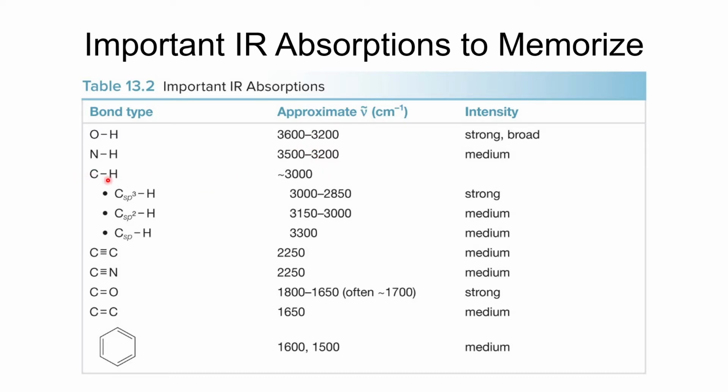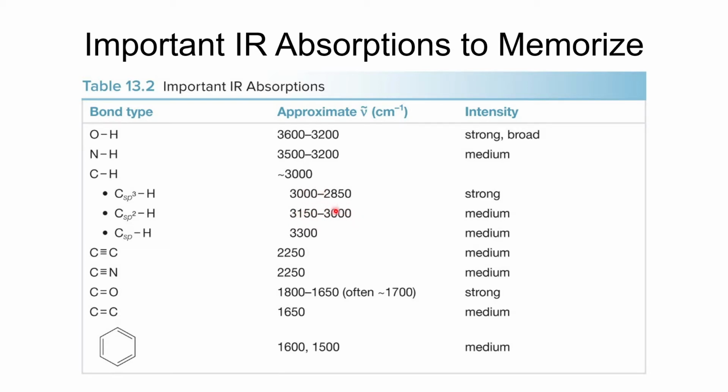Something really cool happens with carbon-hydrogen bonds. sp3 hybridized carbons bonded to a hydrogen are going to have wave numbers from 3000 to 2850 reciprocal centimeters. sp2 hybridized carbons are a little bit shorter and a little bit stronger, and because they're stronger, they're going to vibrate at a higher frequency and therefore higher wave number. And so you'll see those from about 3150 to 3000.